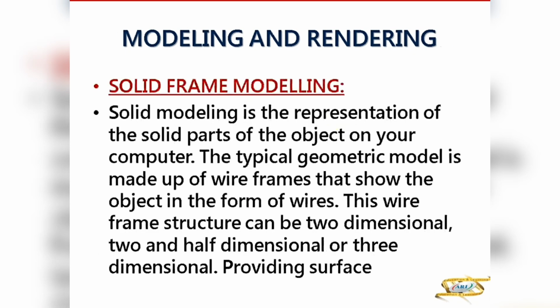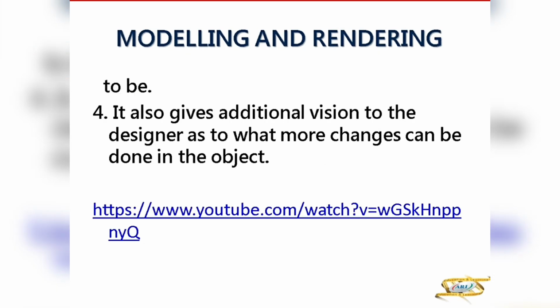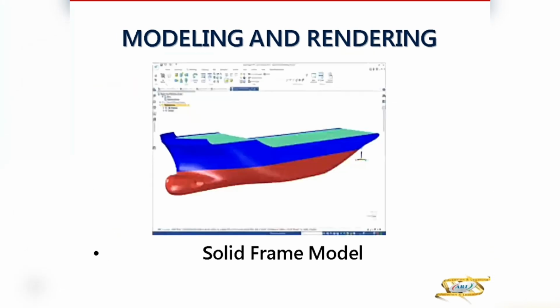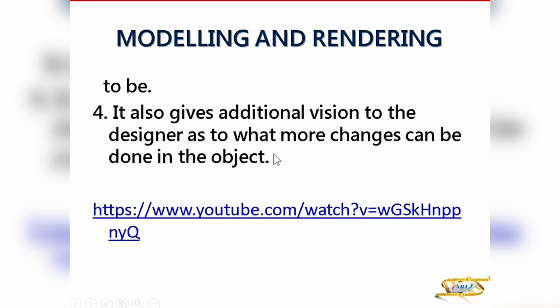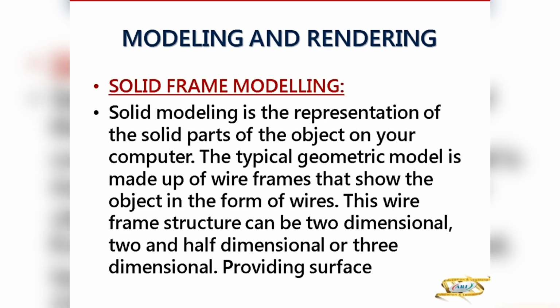the surface model. Now we come to solid frame modeling. It is basically the 3D structure where you get the thickness of the object. What is the thickness? What is the depth? All that you get with solid frame modeling. So solid frame modeling is a representation of the solid parts of your object on your computer. The typical geometrical model is made up of wires that show your object in the form of wires, but that can be 2D, 2.5D or 3D.